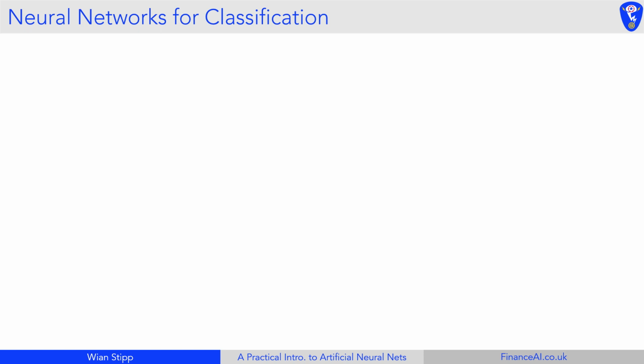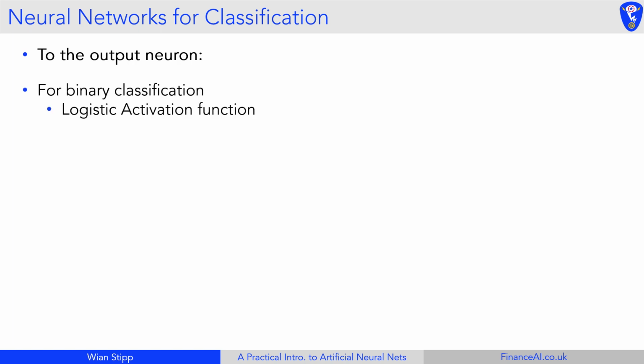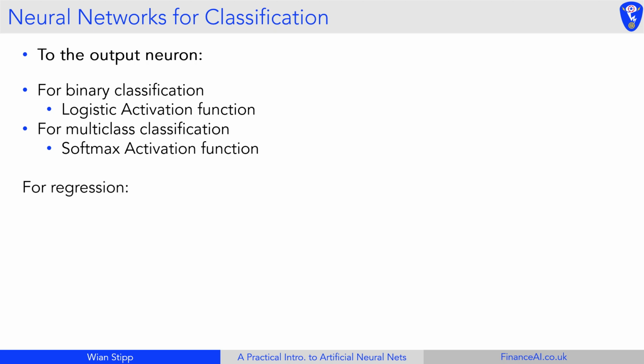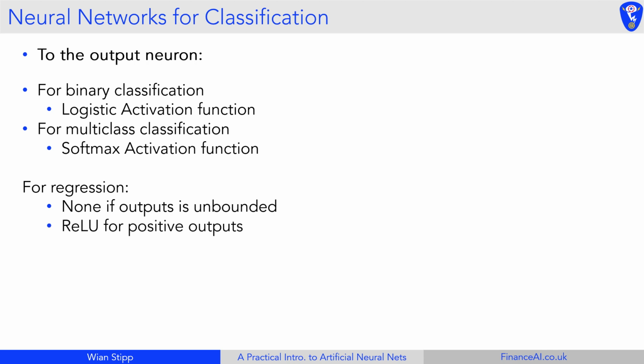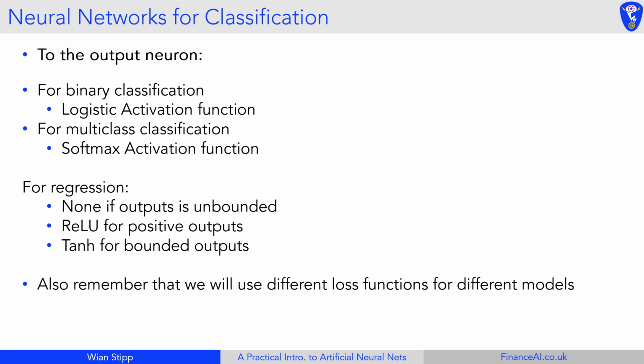Okay, let's start off by quickly reviewing neural networks for classification. We apply this to the output neuron. For binary classification, we use the logistic activation function. For multi-class classification, we use the softmax. For regression, we use none if the outputs are unbounded. We use ReLU for positive outputs, or the tanh for bounded outputs. And remember that we will be using different loss functions for different output activation functions.